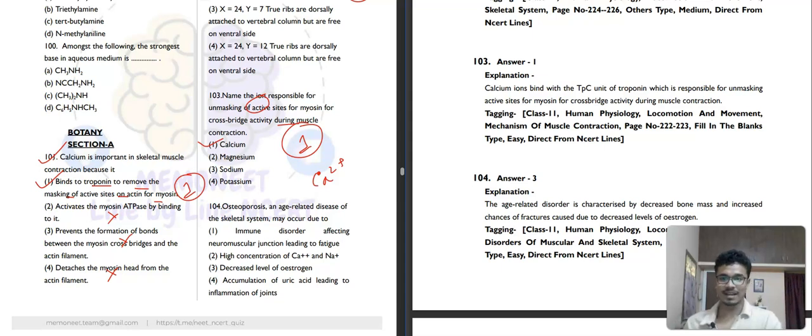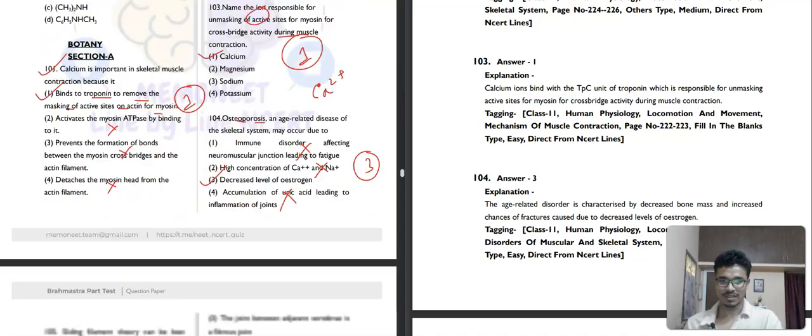Then 104. Osteoporosis, an age-related disease of the skeletal system, may occur due to immune disorder affecting neuromuscular junction leading to fatigue? No. High concentration of calcium and sodium, then there will be no osteoporosis. Decreased level of estrogen, that is the reason. After menopause in older women, you can see this disease more frequently. Accumulation of uric acid, that is arthritis. Okay, that is different. Uric acid crystals.